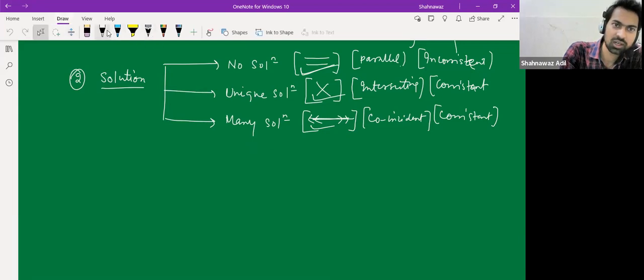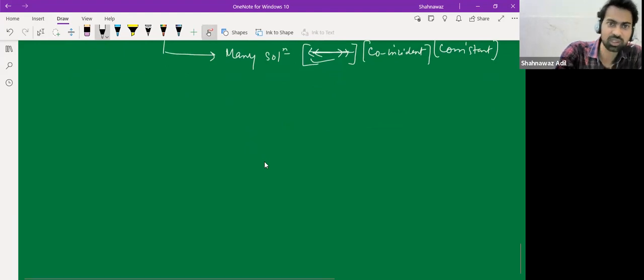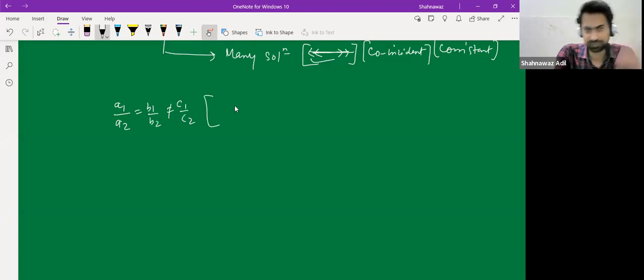Yes, sir. So this was geometrically proven, right? But how will we find this algebraically? We had these three conditions, if you remember: if we have A1 by A2 equals B1 by B2 not equals C1 by C2. So this was what?